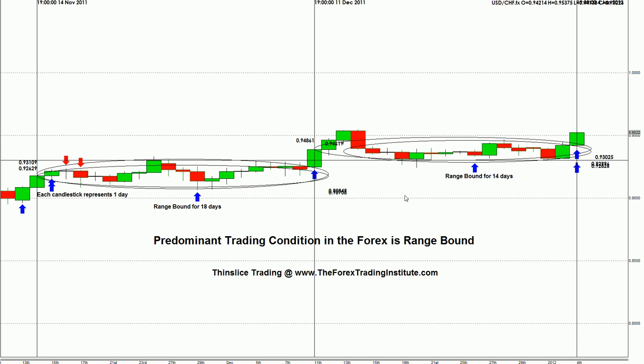And the reality is most people don't have the necessary capital to hold positions for 18 to 20 days with price moving against them, working with 200, 250, 300 pip stops in many cases to be able to overcome this activity. So it's important to understand that when we look at the Forex market or each individual currency pair in the Forex market, the predominant condition is range bound.